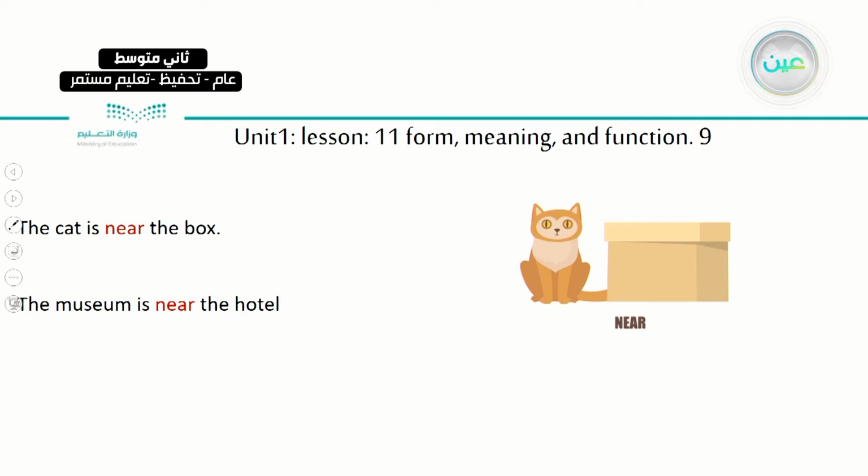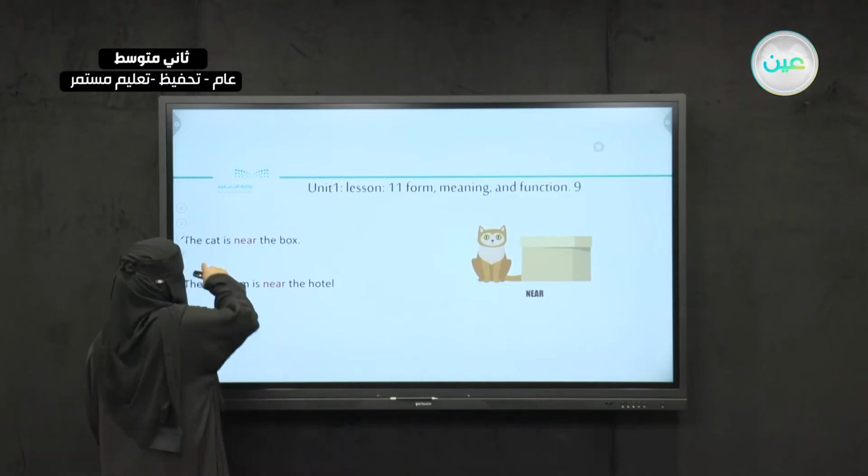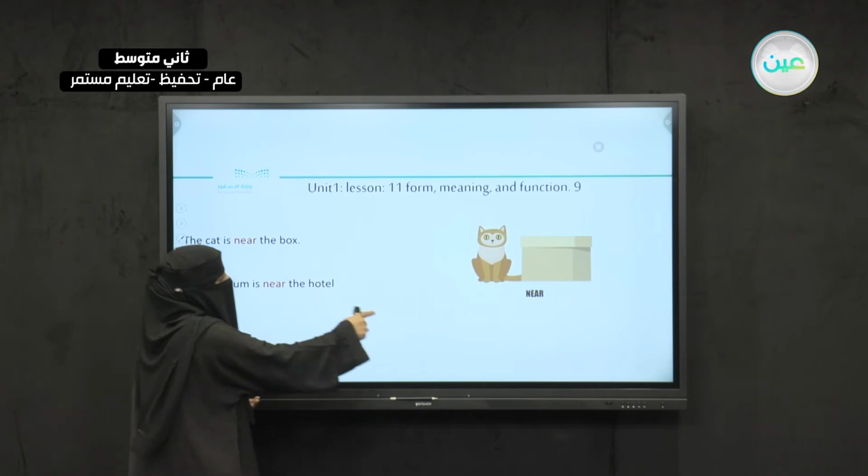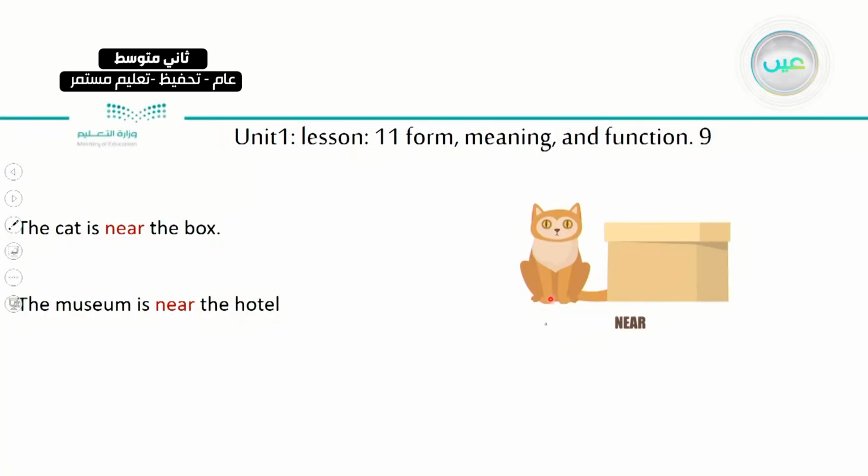So here we have near. Near has a similar meaning to next to. The cat is near the box. So we have the cat and the box, okay? So the cat is sitting near the box. Also in your book, you have the museum is near the hotel. It means it's close to that place, okay?